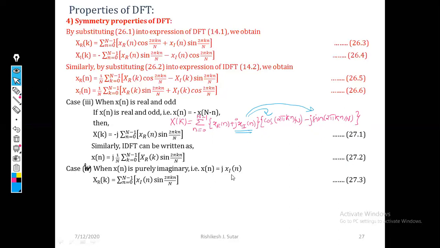So I will have the real part when I multiply this x of n with sine. This j and j will be j square with a minus sign, so minus minus becomes plus. So I will get here x of n into sine 2 pi kn by N as a real term. And for the imaginary term, I will have x of n into the cosine term. Okay, so that's the case of DFT when my x of n is purely imaginary.